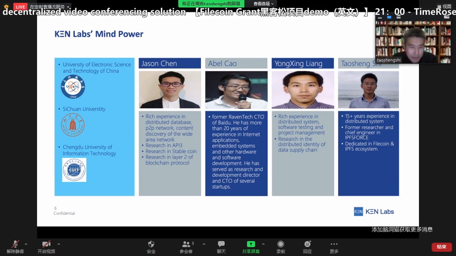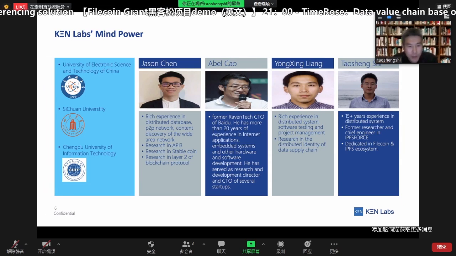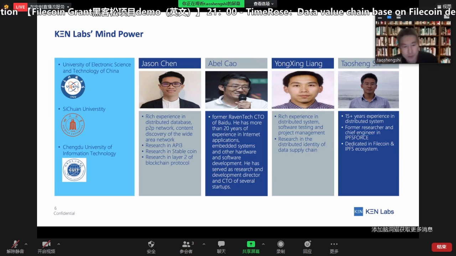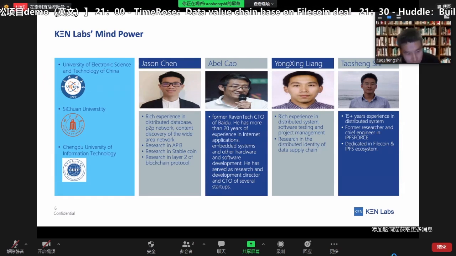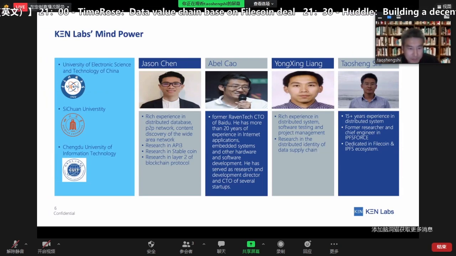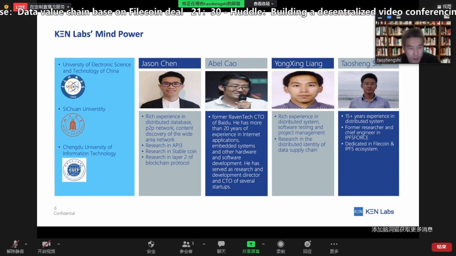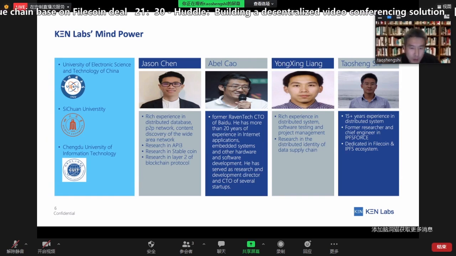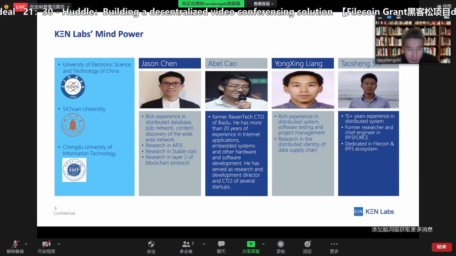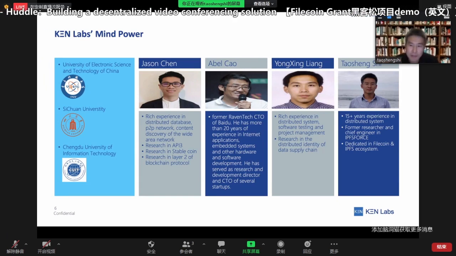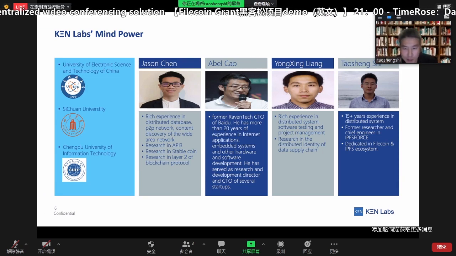We focus on the next generation of cloud. Lots of work is needed to do deep research and dive into the new technologies, so we recruited many researchers in these areas. We believe that research is very important for inventing new products. Jason Chen is rich in distributed data systems, P2P networks, and content discovery in wide area networks. Albert Cao has about 20 years of experience in internet applications, embedded systems and other hardware and software development. And Yunxin has rich experience in distributed systems, software testing and project management.